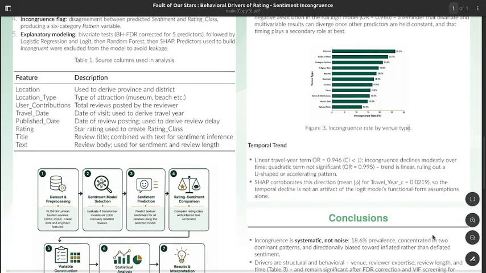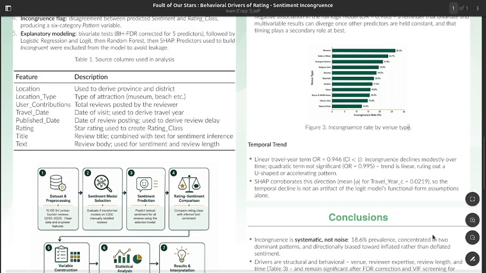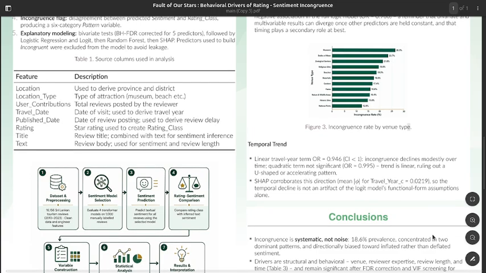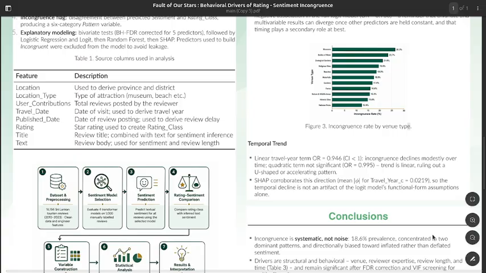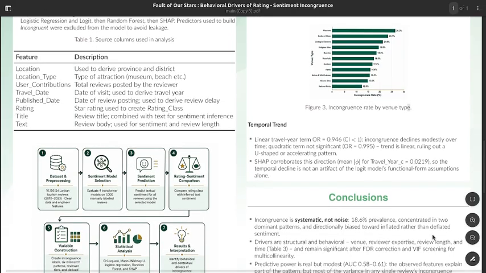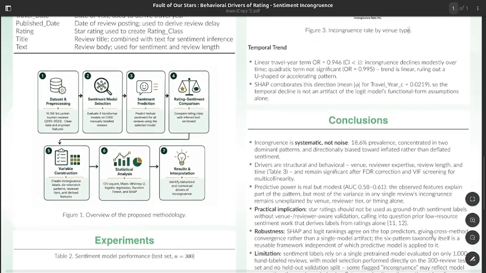More importantly, the models helped us understand the factors associated with incongruence. Our analysis highlighted variables such as reviewer expertise, review length, venue type, travel year, and review delay. SHAP analysis was then used as a post hoc interpretation method for the random forest. One interesting temporal finding was that incongruence showed a modest decline over time. The results suggest that more recent reviews tend to have somewhat better alignment between their textual sentiment and ratings.